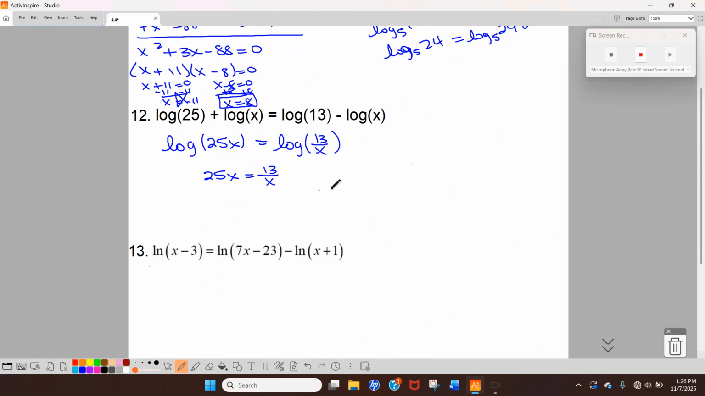So we need to times x to get that off of the denominator. So we will have 25x squared is equal to 13. Then we need to divide the 25 to get the x by itself.